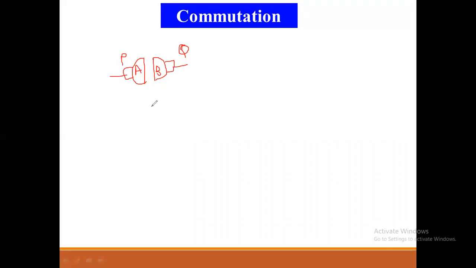See, for our understanding of the commutation process, for simplicity in understanding the action of the commutator, we are considering one of the simplest forms of commutator. As we know, a commutator is divided into a number of segments. Commutator जे आहे ते number of segment मध्ये divide केलेलं असतं, जसं मी आता सांगितलं. So you know that the commutator is divided into a number of segments, and these segments are insulated from each other. ते जे काय segment असतात, these segments are insulated from each other.